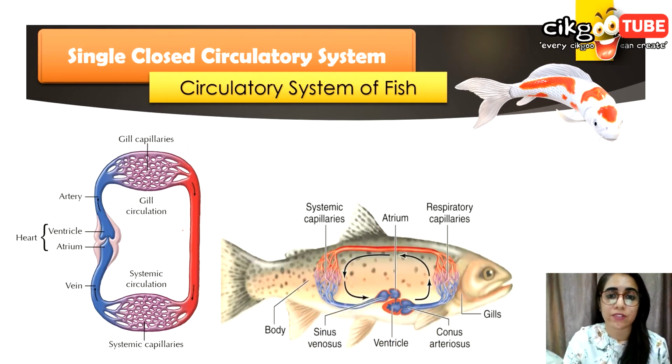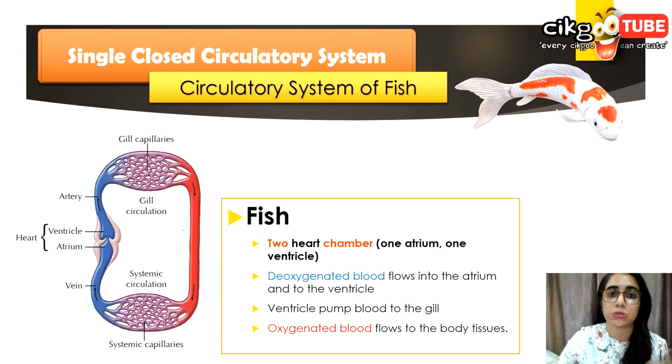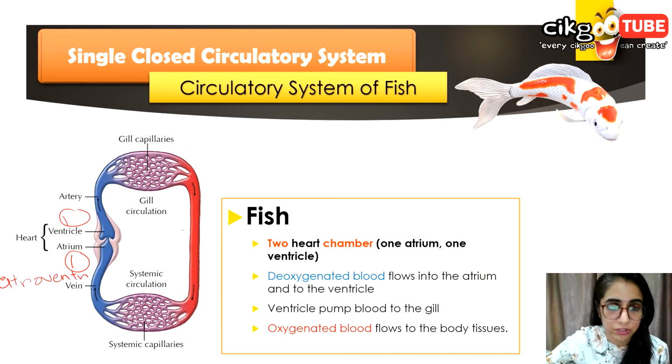Now, the heart of the fish consists of two chambers. They have one atrium and one ventricle and an atrioventricular valve in between the atrium and the ventricle to prevent the backflow of blood from the ventricle back to the atrium.